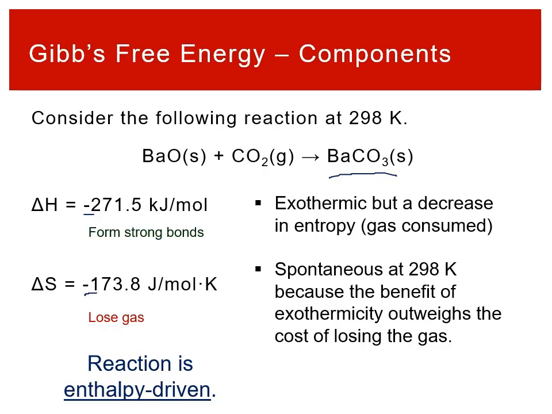But in order to gain those strong bonds, you have to kill a gas molecule. And so that would be a major loss of entropy. But we just calculated that this is spontaneous at 298 K, because the benefits of forming these strong chemical bonds outweigh the cost of losing this gas. So when we say that the reaction is enthalpy driven, we understand that the change in enthalpy, the formation of strong chemical bonds, is what makes this reaction spontaneous, not the entropy change. The entropy change is not favored here.